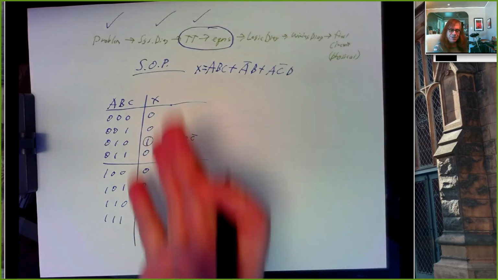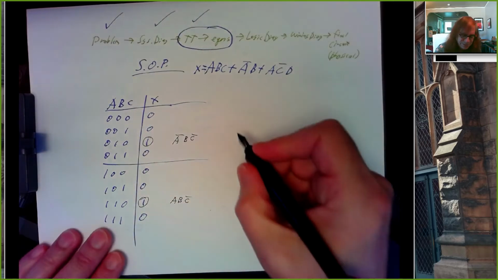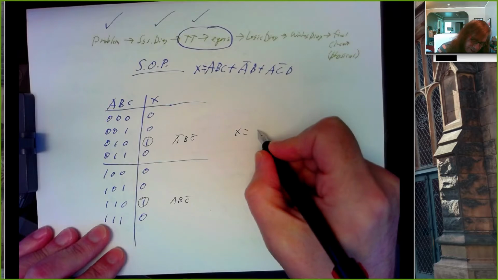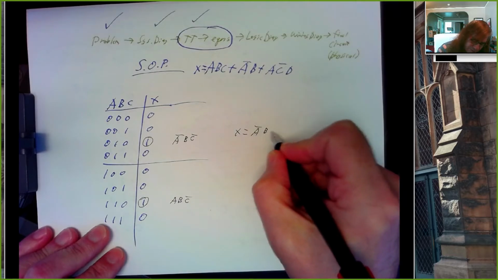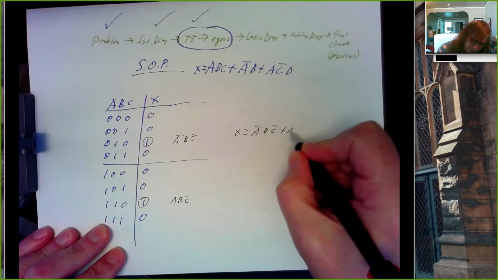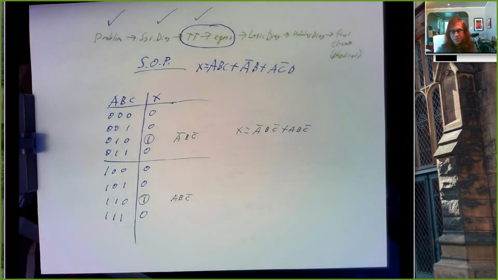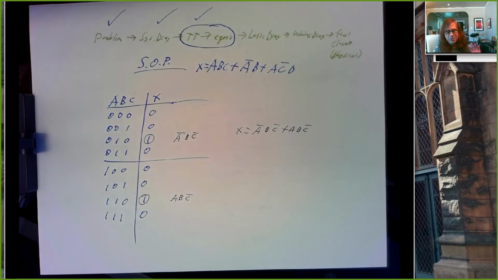And if those are the only rows where X should be a 1, then we can immediately write X as just the sum, or the OR, of those expressions. That's a perfectly valid sum of products representation of X based on this truth table. We can simplify this too, right? We can simplify it, and that's what we're going to spend most of the day doing.